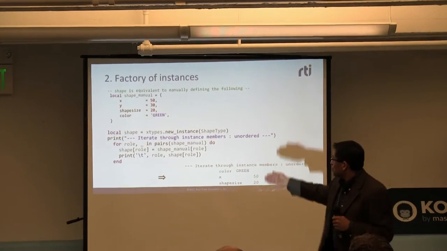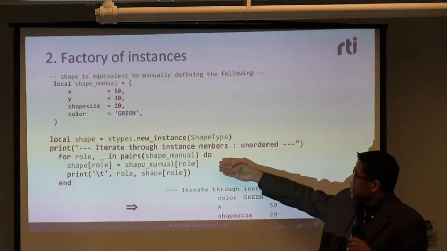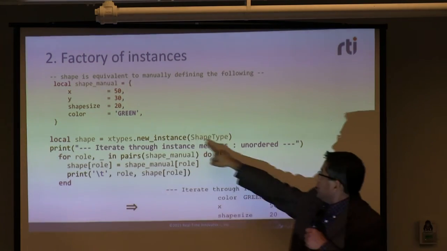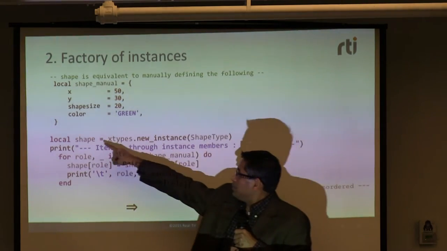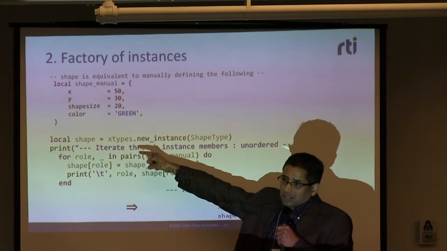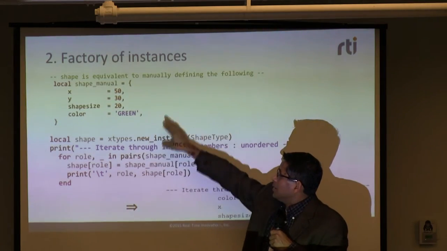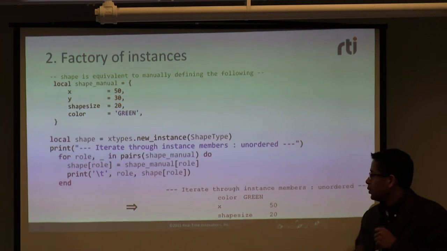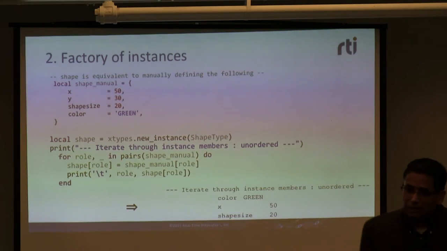So as a factor of instances, this shape type is equivalent to that, and of course you can iterate through a new instance that you created for that shape type. So your shape is a Lua table that basically has that structure, and it's just showing the iterator, and that's what you get on the output.